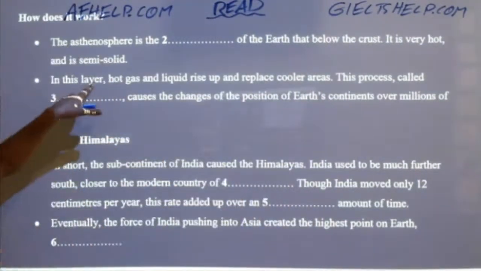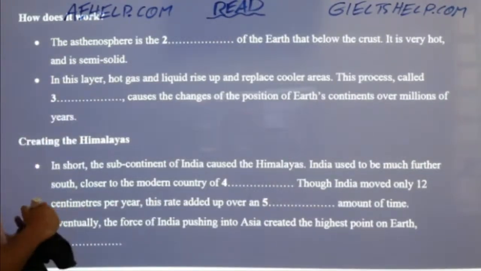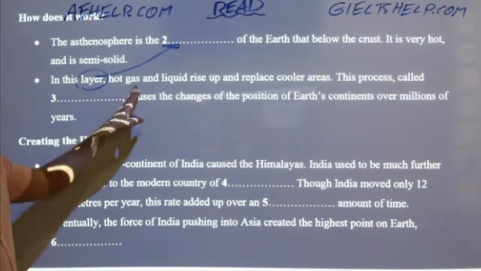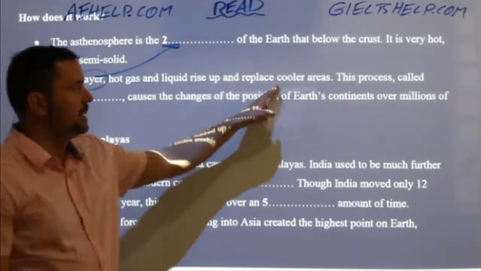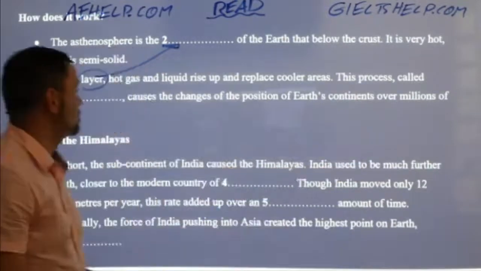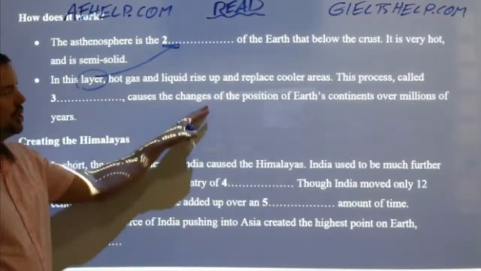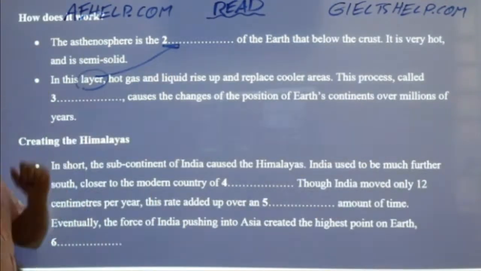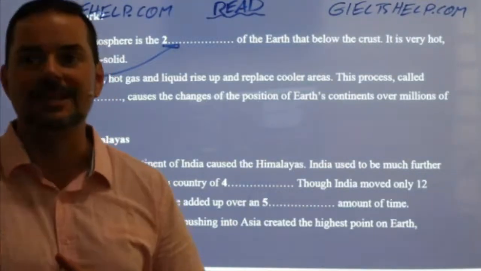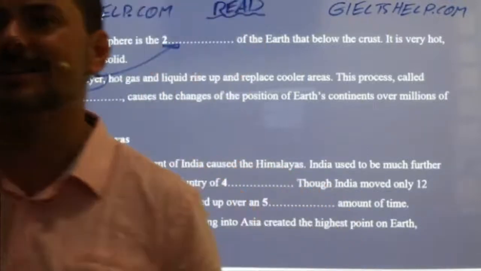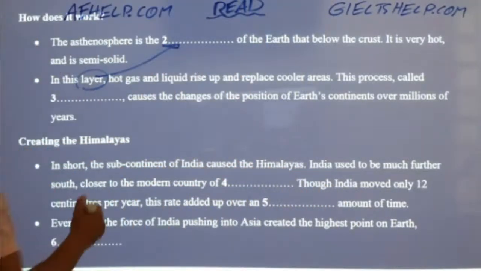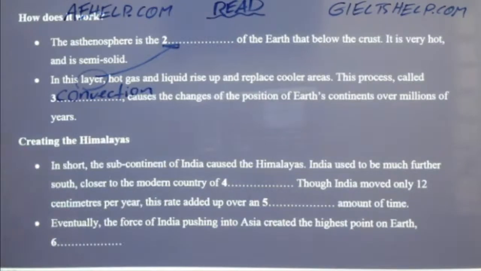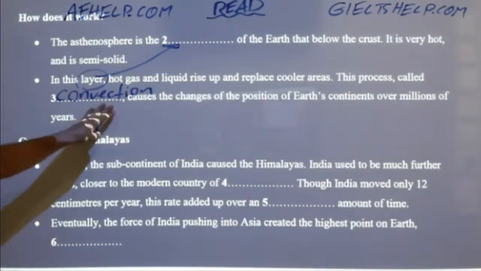So in this layer, now, you can obviously use questions to help you as well. Okay? So pay attention, use logic. In this layer, hot gas and liquid rise up and replace cooler areas. This process called something causes the change of the position of the Earth's continents over millions of years. Now, if some of you are physics majors, you might get that. I think Saravdeep might be. Saravdeep's like, I know that word. That's in my science class. Convection. That's right, convection. Very good.